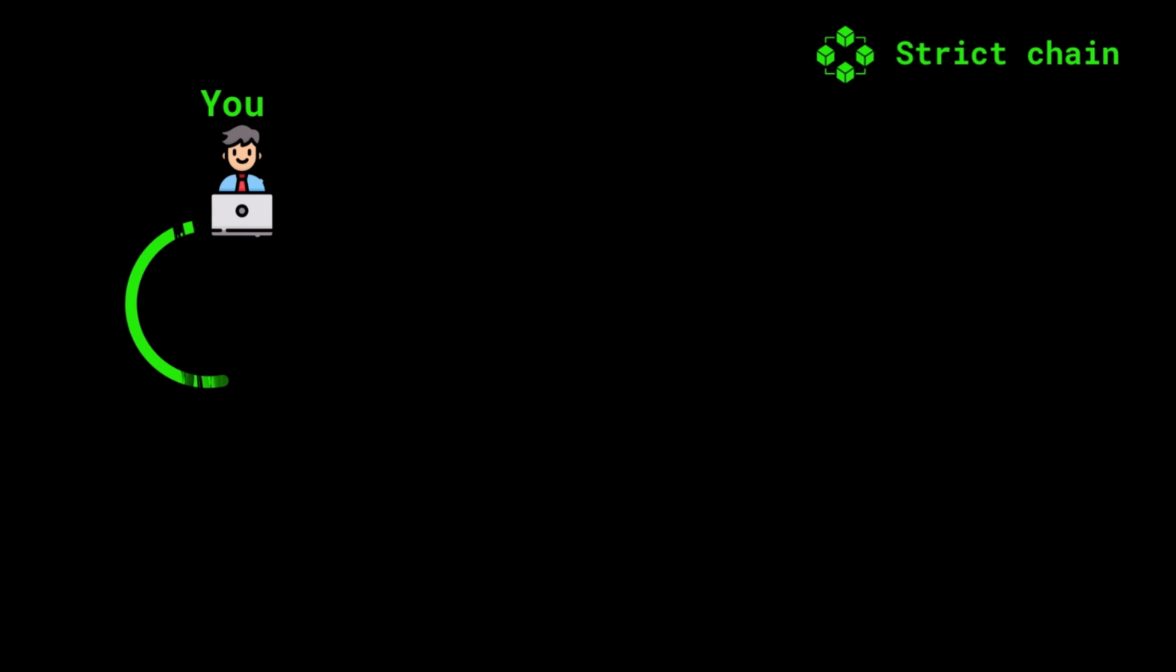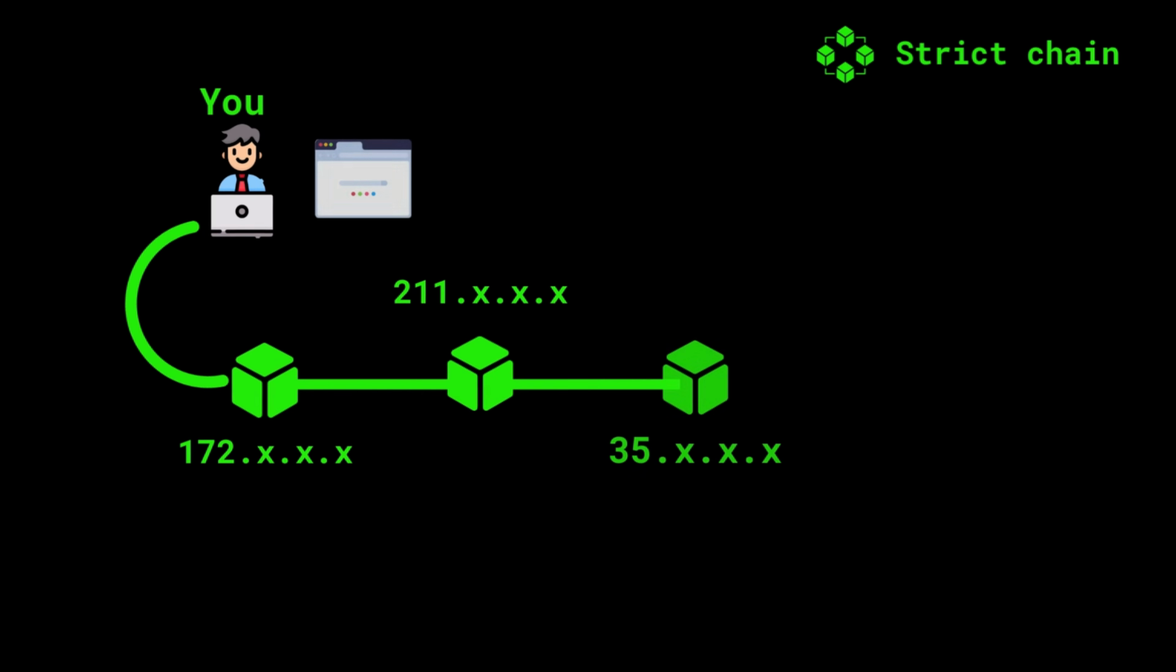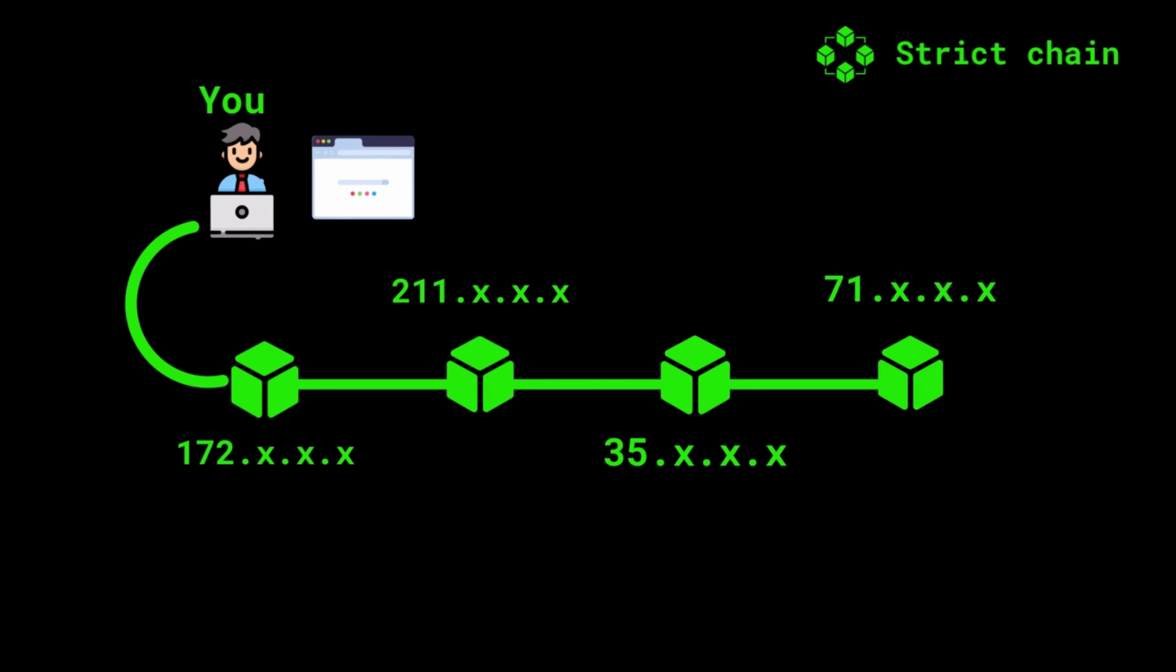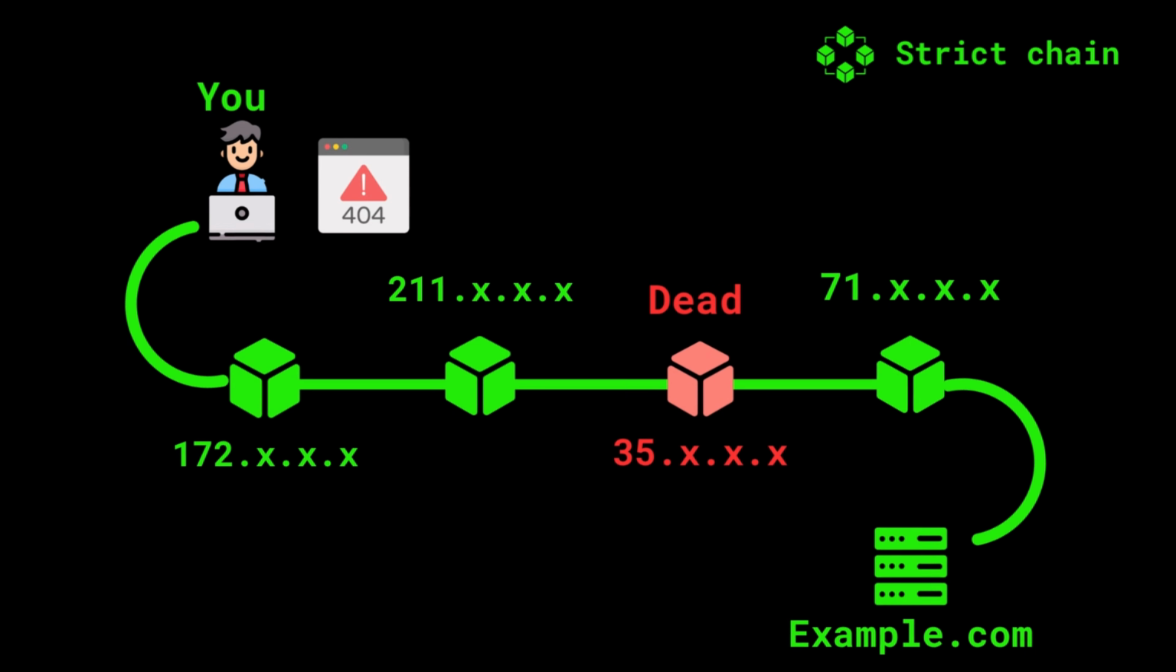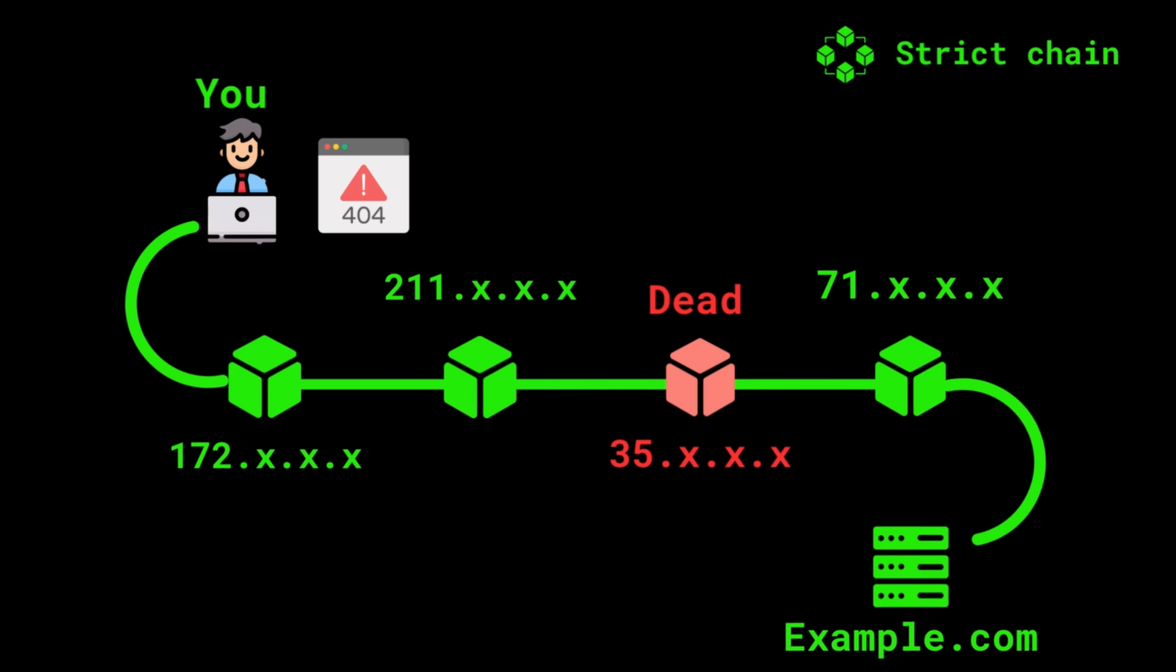Strict chain forces your connection to pass through every proxy in the list in the exact order. If even one proxy is down, the entire connection fails. It's more rigid but useful when you want a predictable path.